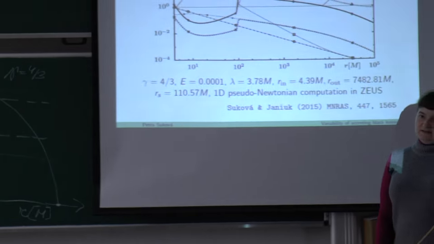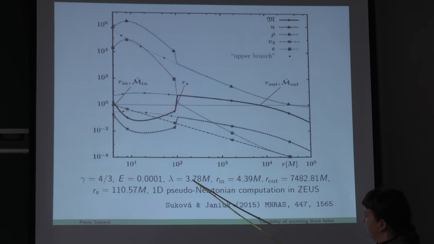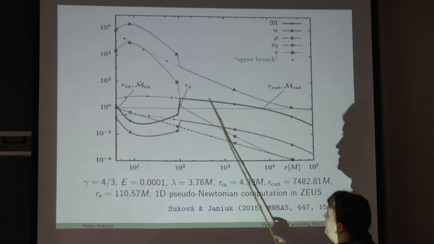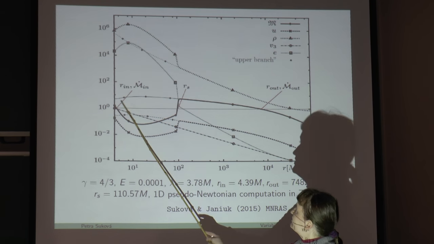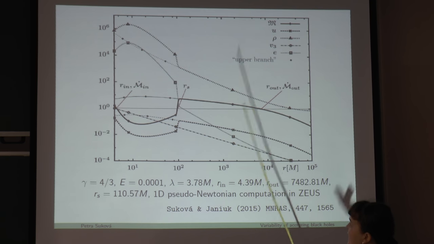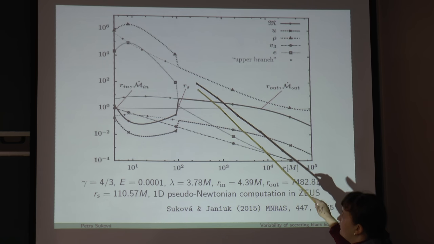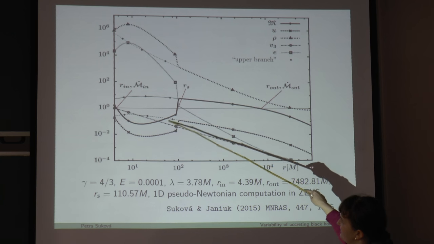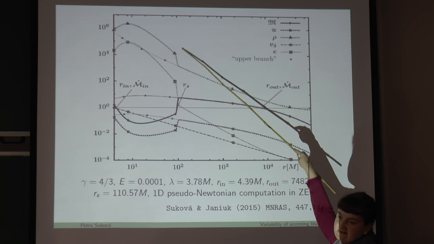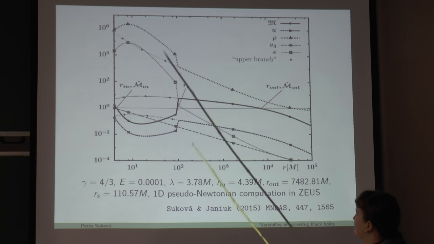So this is one example of such solution for the angular momentum 3.78 m, and you can see that here is the outer branch, which is a Bondi-like accretion, which goes like that, and then the flow actually can decide if it will form a shock or not. And if the shock is formed, it will jump down to the inner branch, and we can see that at the shock front there is a significant rise in density. So the two solutions are actually quite distinct.